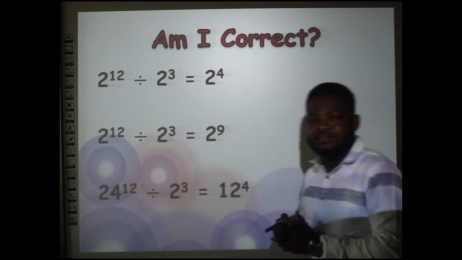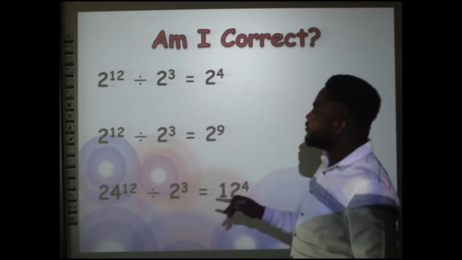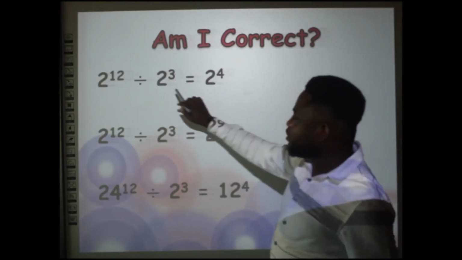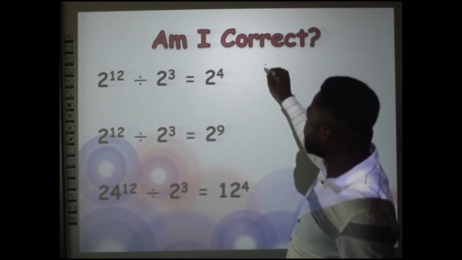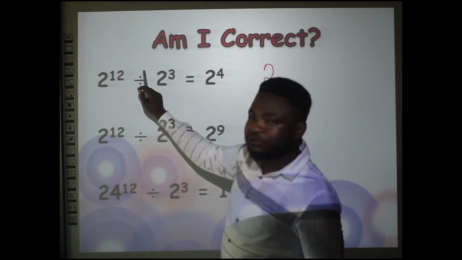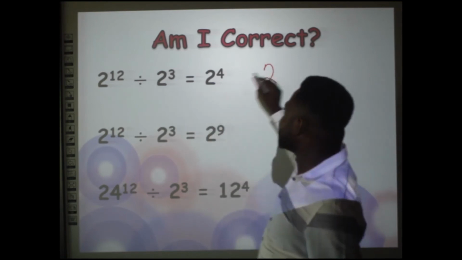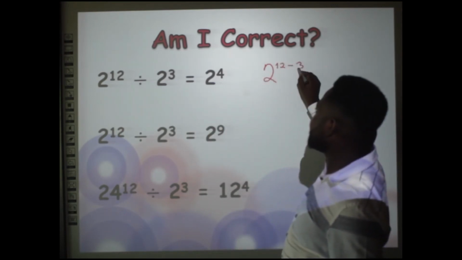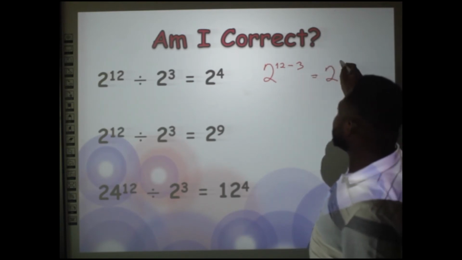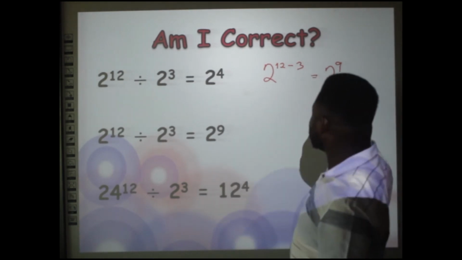Now, am I correct? Okay, if you try to solve the first one, 2 raised to the power 12 divided by 2 raised to the power 3. We have the same base, we write it out, that's 2. Now, what happens to the exponent? Because this is division, we have to subtract. That will be 12 minus 3. Okay, so that will give us 2 raised to the power 12 minus 3 will give you 9. So the correct answer ought to be 2 raised to the power of 9.